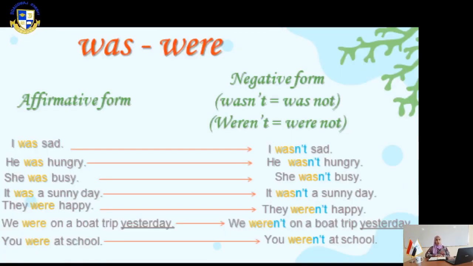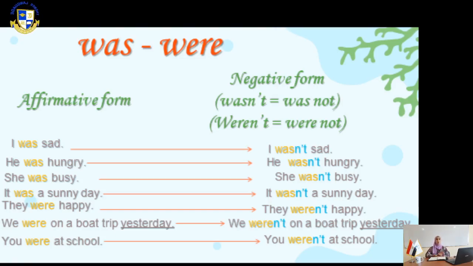Was and were that we talked about was in the affirmative form. Now let's see how we change them to the negative form. I said that I was sad. I want to say that I wasn't sad. We said in the negative we add not to the verb.